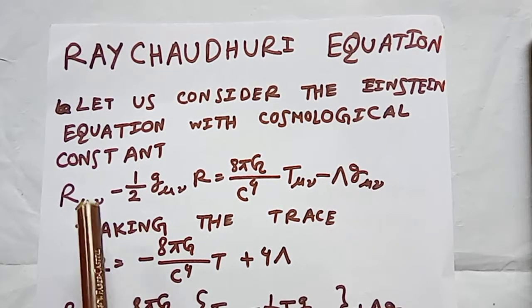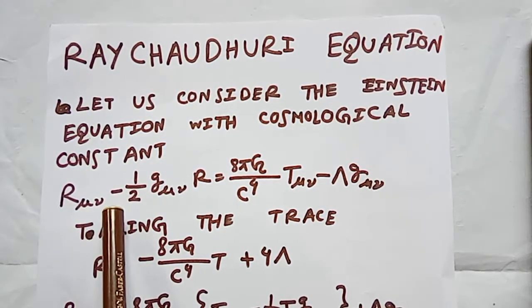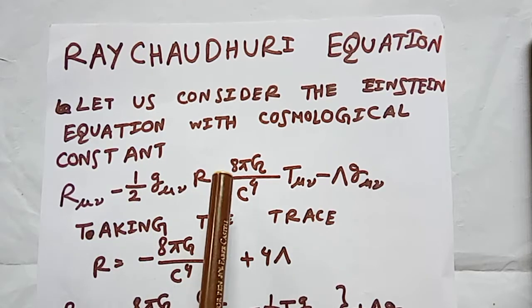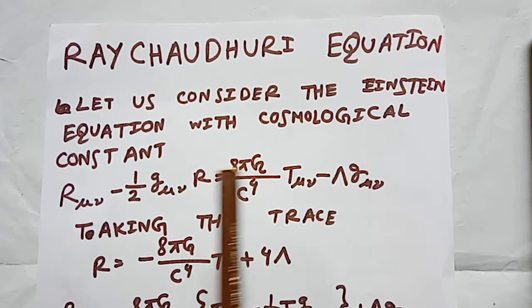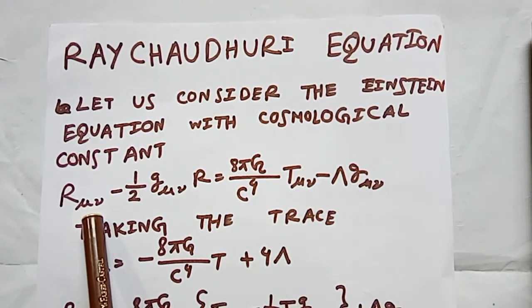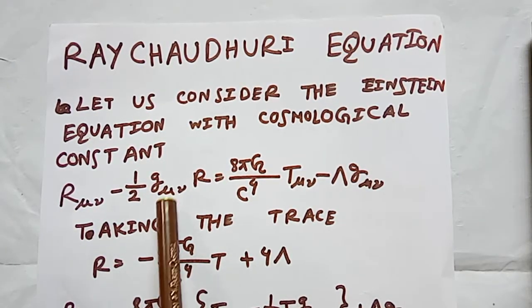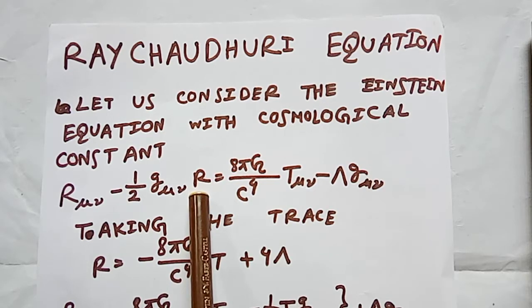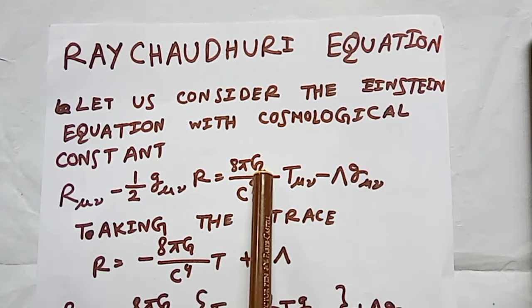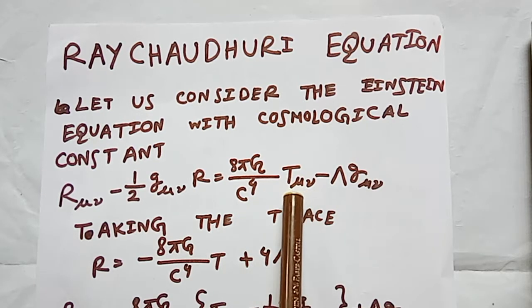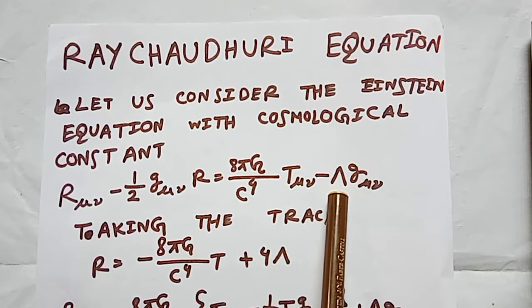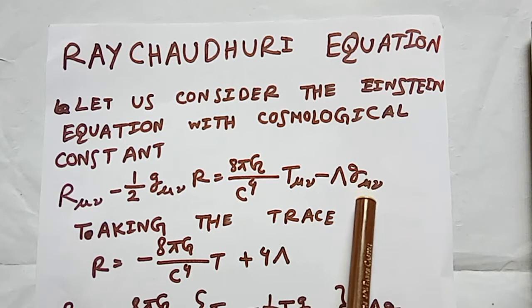This is the Einstein field equation: R mu nu minus half g mu nu R equals 8 pi G over c to the power 4 T mu nu minus lambda g mu nu. Here R mu nu is the Ricci tensor, g mu nu is the metric tensor, R is the Ricci scalar, G is the gravitational constant, and c is the velocity of light. T mu nu is the energy momentum tensor, lambda is the cosmological constant, and g mu nu is the metric tensor.